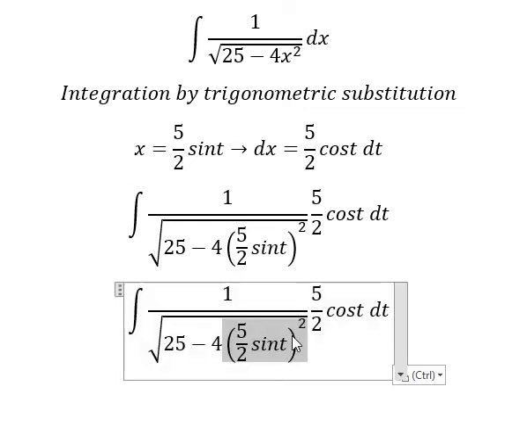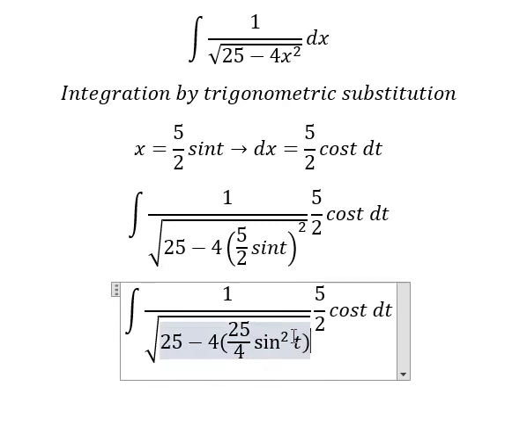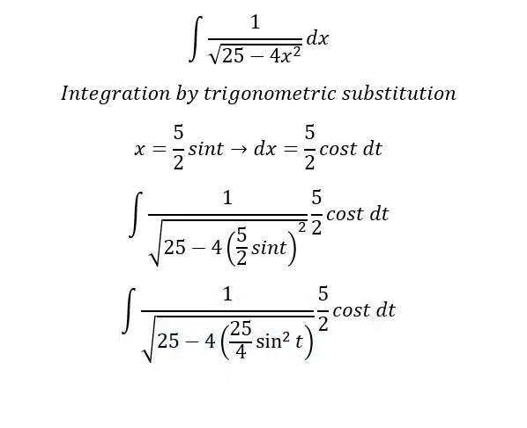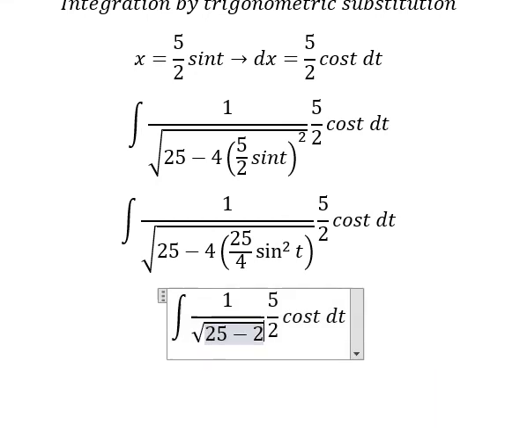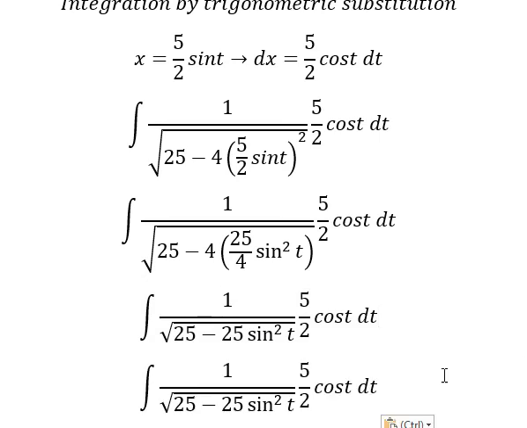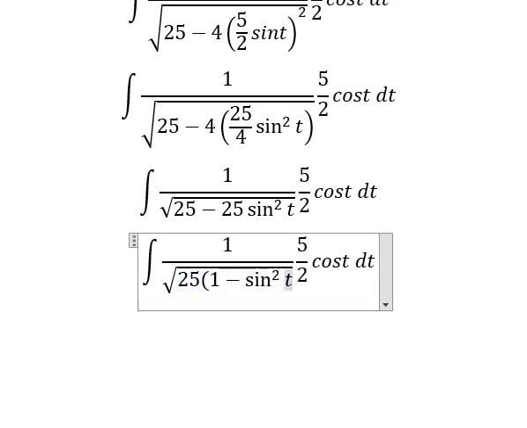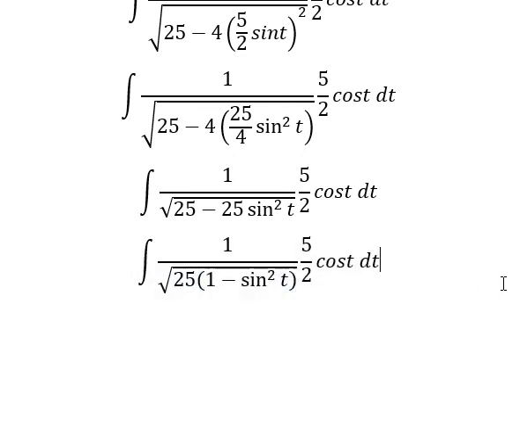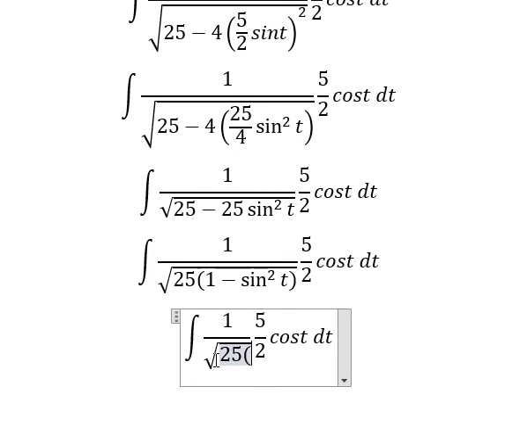So this one we have 25 over 4 sine t squared. So number 4 with number 4 we cancel. Twenty-five, we can do factorization. One minus sine t squared, we change to cosine t squared. This is the trigonometric identity.